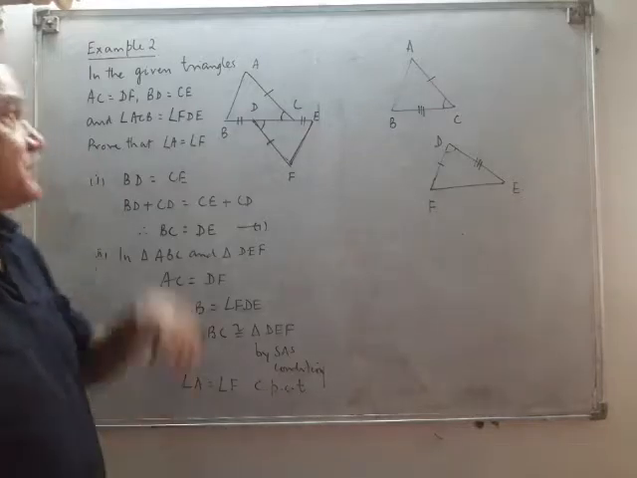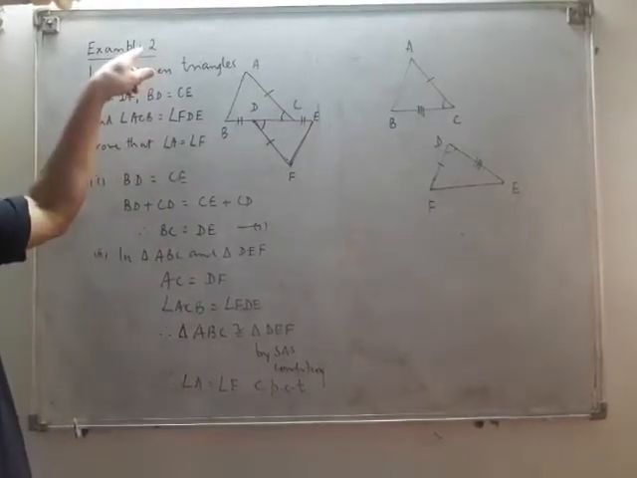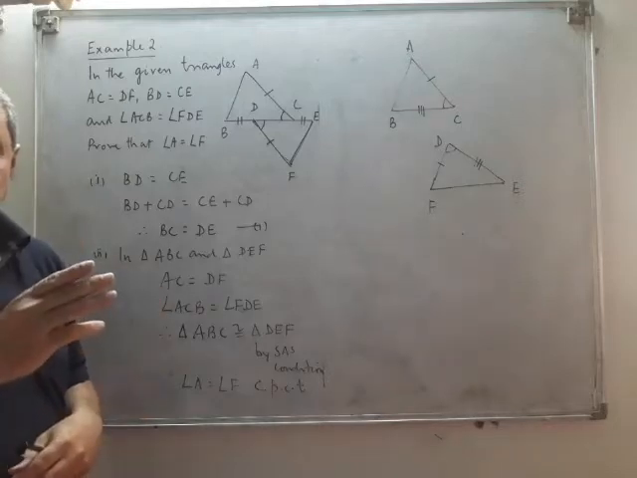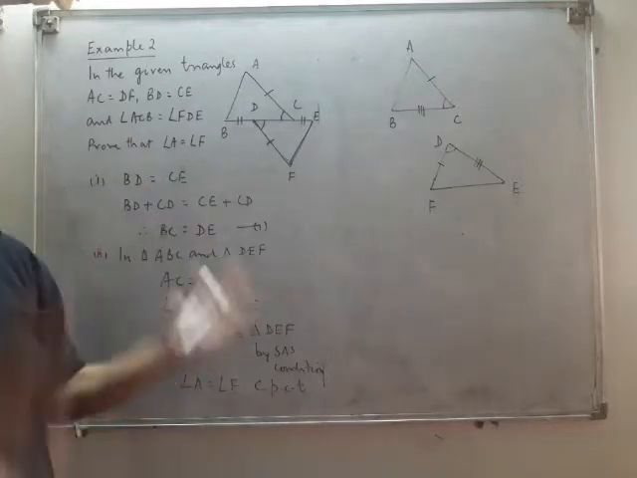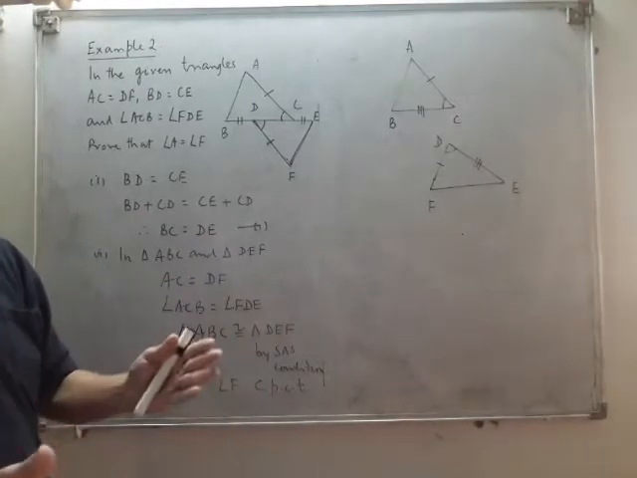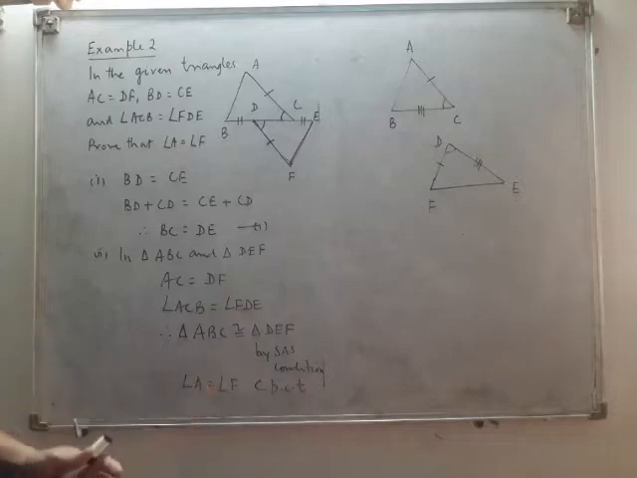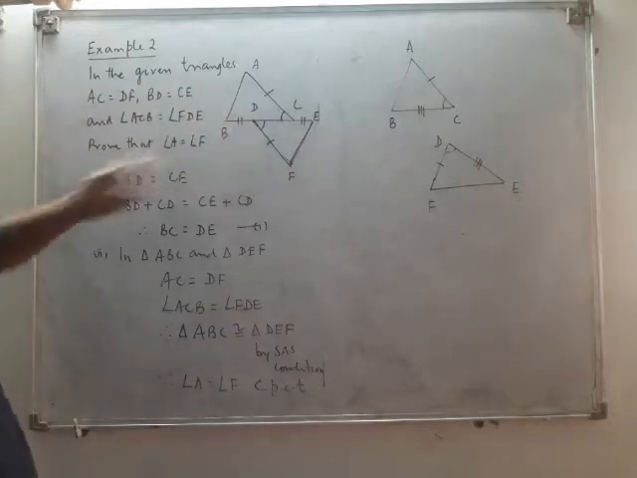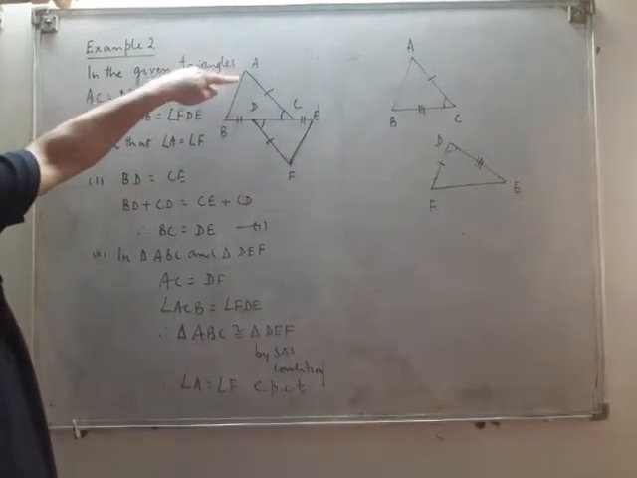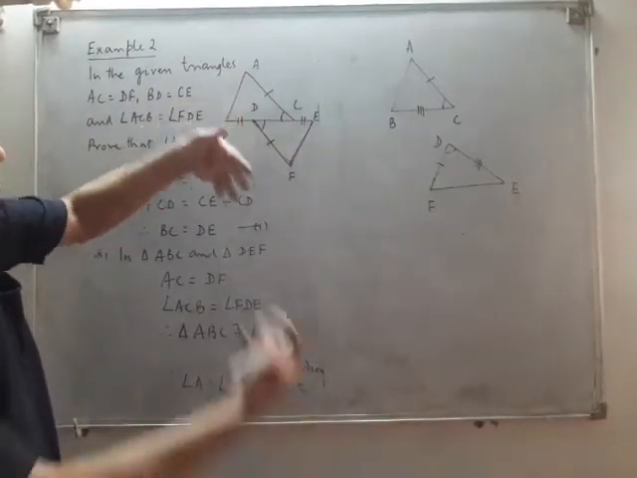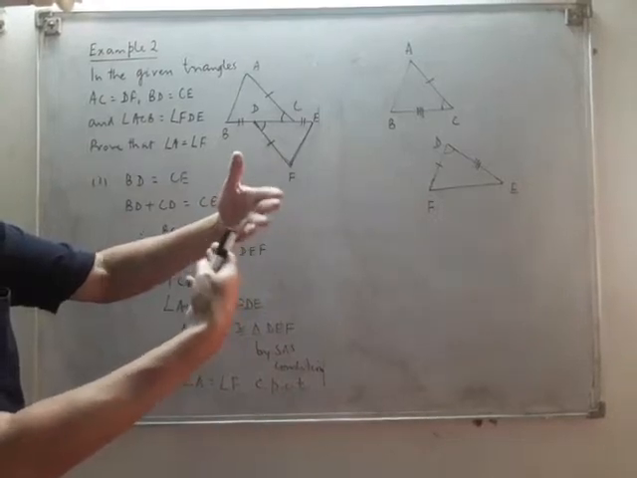So once again, we are back for the second example to see how we can use the conditions of congruency to prove two triangles congruent and to study and to calculate angles and sides. In the given figure, you can see two triangles ABC and DEF. These two triangles are merged together.